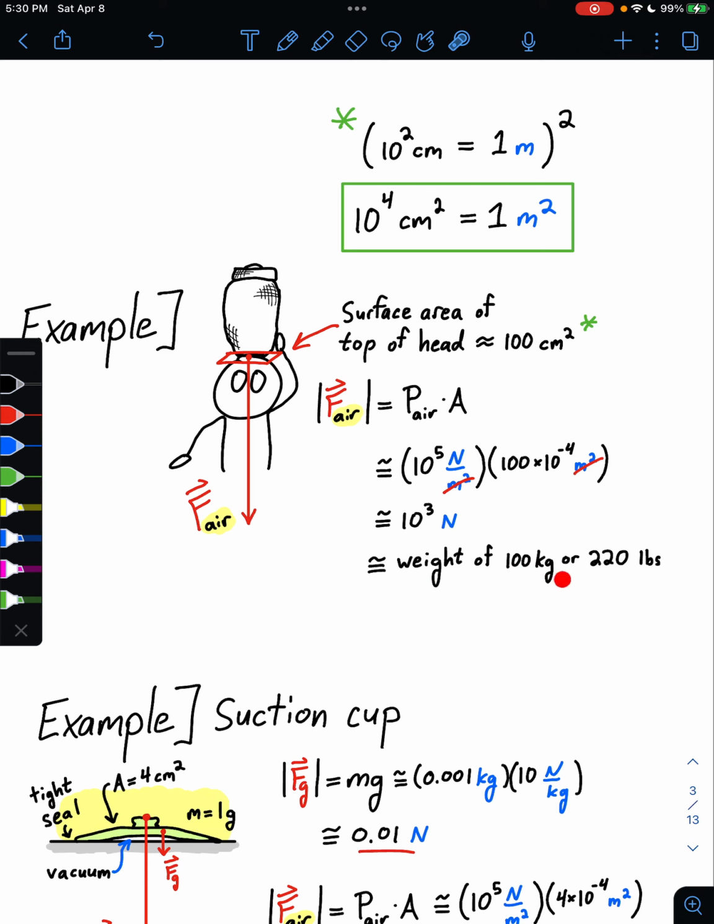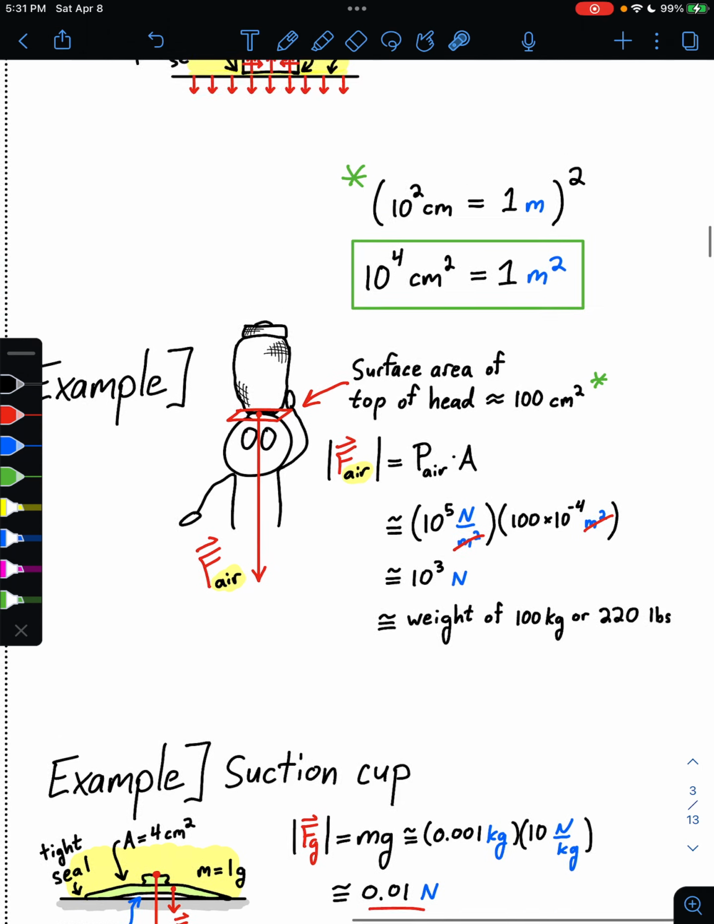1,000 newtons, that's about the weight of 100 kilograms or 220 pounds. 220 pounds of air sitting on the top of your skull right now and pretty much all the time. And because it's always there, we don't tend to notice it. So you might ask, well, should that force appear on a free body diagram for me? Should I be showing 220 pounds or 1,000 newtons of force pressing down on the top of my head all the time?